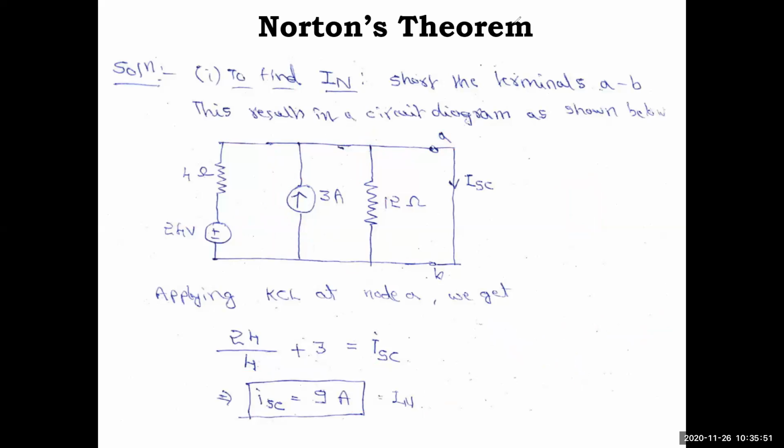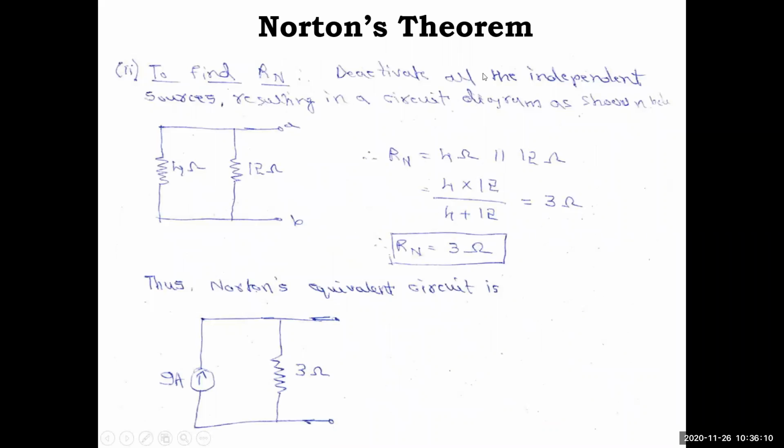Fine, so now we'll go for finding Rn, that is the Norton's equivalent resistance. That is the same: you have only two independent sources, just deactivate them. Current source means it is open circuited, voltage source means it is short circuited. To find Rn, deactivate all the independent sources, resulting in the circuit diagram as shown below. When you remove the current source, it is open; the voltage source, it is short. So you have 4 ohm and 12 ohm in parallel now.